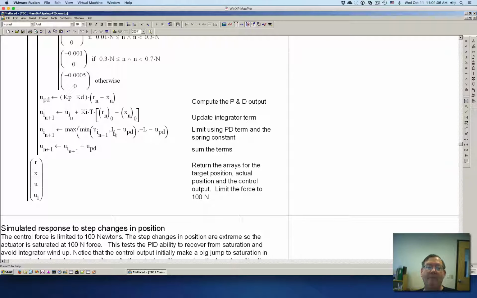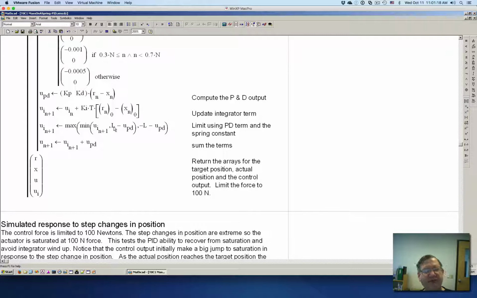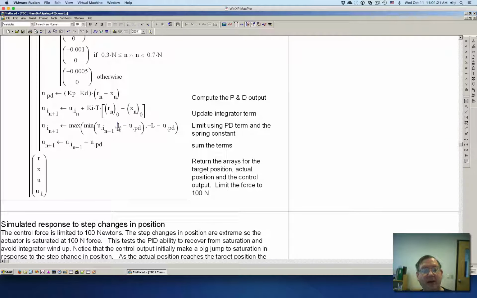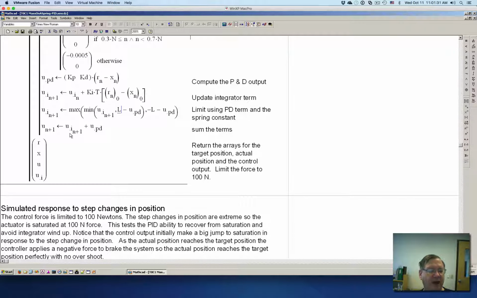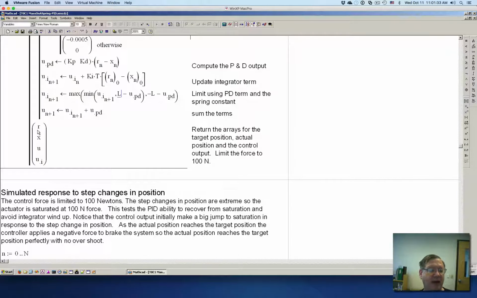Remember, I had to limit the output to 0.5 newtons because I didn't want to stretch the spring any more than half a meter. So again, this is dependent upon the spring constant. If I have a higher spring constant, this L could be higher. And then this U minus PD just keeps the integrator from winding up. I can get to that later in a different video. I sum the gains together and I get my target position and velocity, actual position and velocity, my control output, and the integrator term.